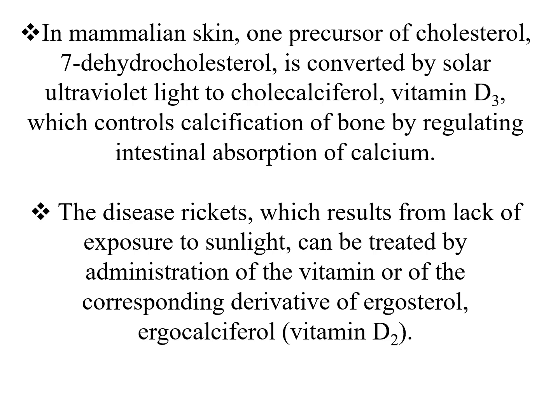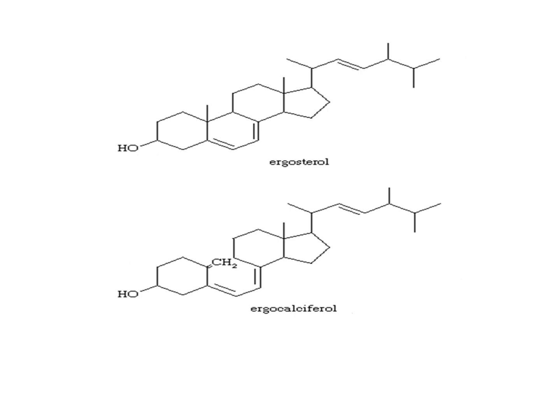So in mammalian skin, one precursor of cholesterol is 7-dehydrocholesterol, which is converted by solar ultraviolet light to cholecalciferol, vitamin D3, which controls calcification of bone by regulating intestinal absorption of calcium. So the disease rickets, which results from lack of exposure to sunlight, can be treated by the administration of vitamin D3 or of the corresponding derivative of ergosterol, ergocalciferol, which is vitamin D2. So overall, this is all about steroids.